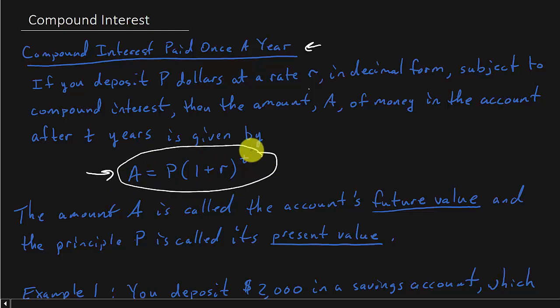And like I said, don't worry about remembering this one. It's the next one that you want to remember. If you know the next one, then you'll know this one. The amount A is called the account's future value, and the principal P is called its present value.